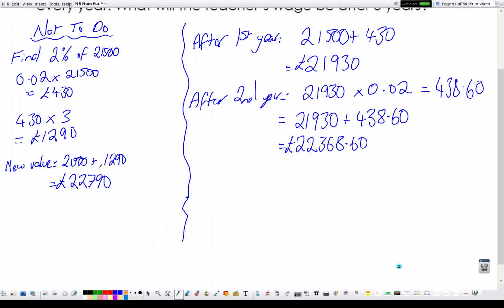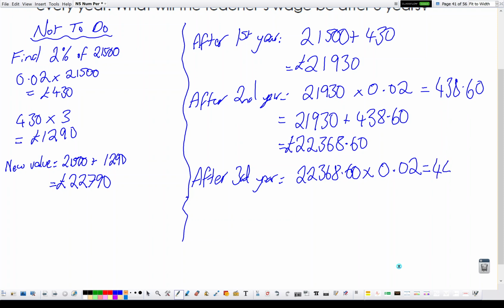And you'll see that the final value is not going to be the same as what we've got down here. So keep watching me do it. After the third year, it is £22,368.60 again, times by 0.02. The percentage is staying the same, so it's always times by 0.02. The increase this time, as you'll see, is even higher, because I'm taking the same percentage of a higher number. So the amount that it's gone up by is even higher.